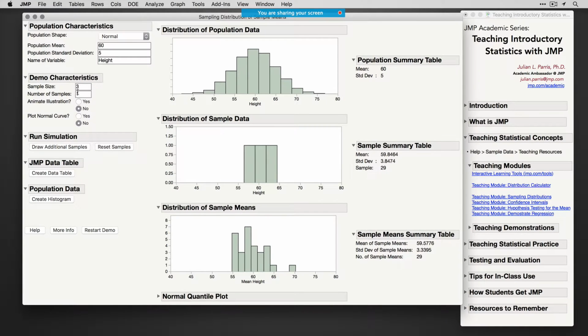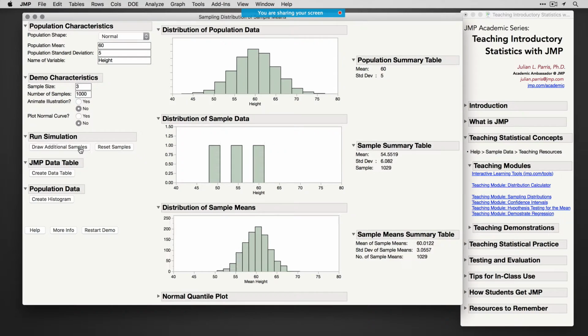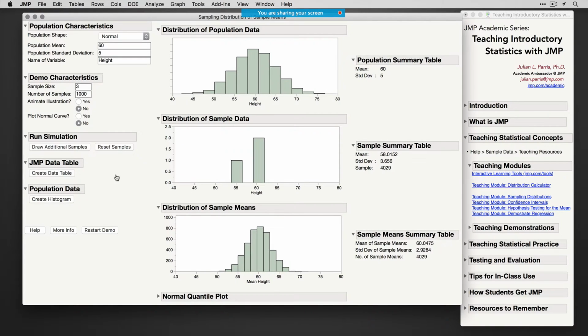Now, once they get that concept, I would say after doing this 10 or 15 times, say, okay, well, we're going to add, let's say, 1,000 samples at once. So draw those samples. And once you do that, you can show that distribution of sample means. And from here, certainly you can ask questions. What is the probability of drawing a sample with a mean above, let's say, 65? And those questions can actually be answered empirically.